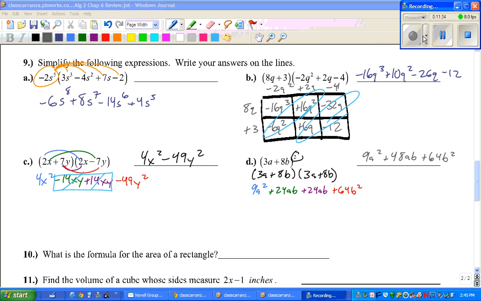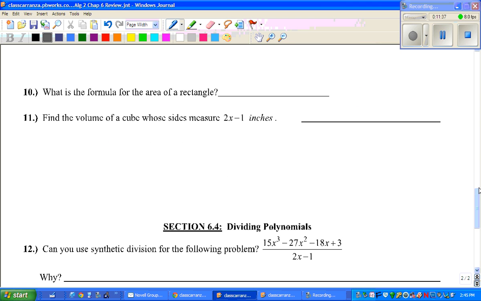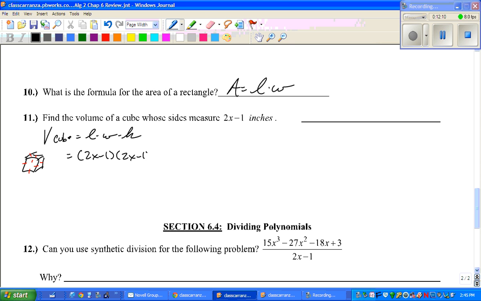And there you go. All right. Number 10, what is the formula for area of a rectangle? Guys, all of you should know that area is length times width. Okay, so volume of a cube equals length times width times height. When you're talking about a cube, all of the sides are the same. So you're doing 2x minus 1 times 2x minus 1 times 2x minus 1.